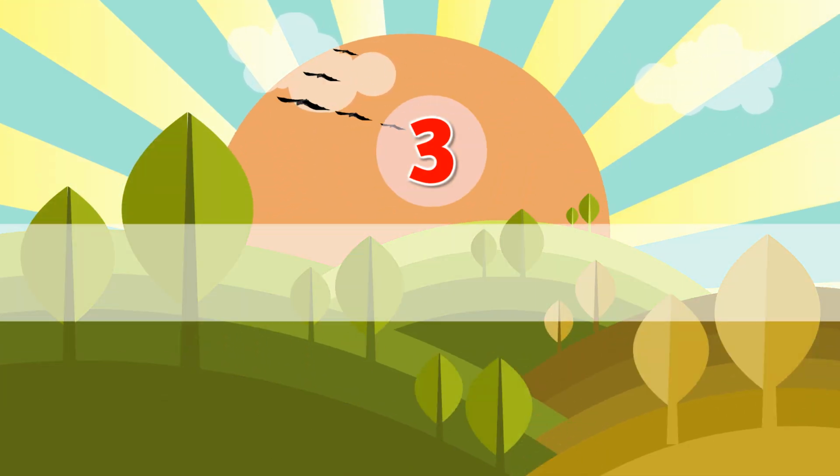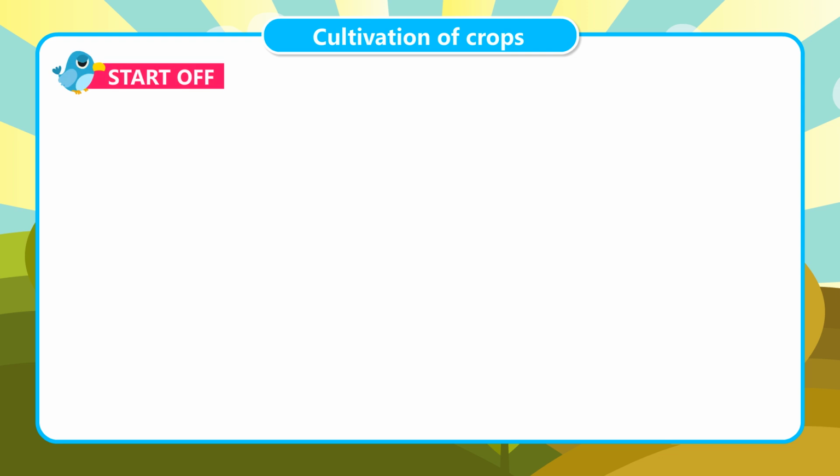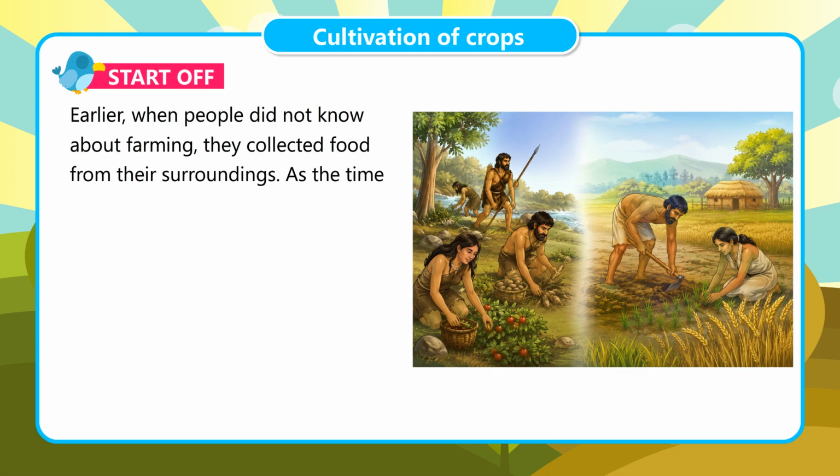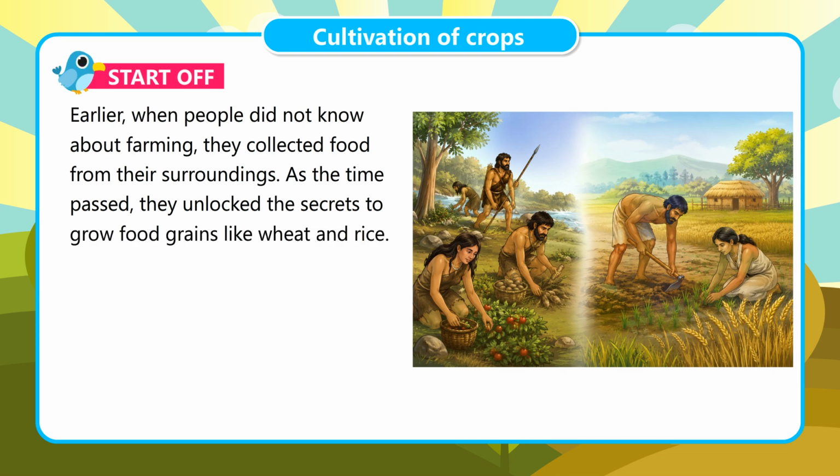Chapter 3: Cultivation of Crops. Earlier, when people did not know about farming, they collected food from their surroundings. As time passed, they unlocked the secrets to grow food grains like wheat and rice. In this way, agriculture was born.